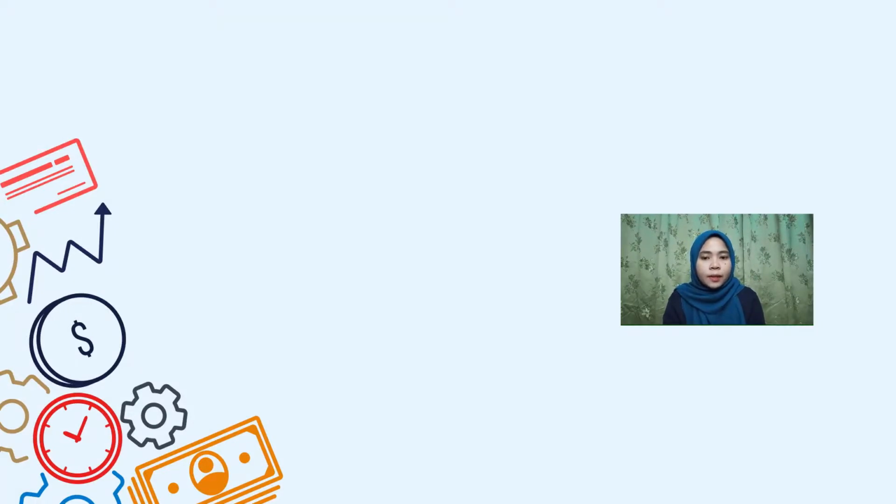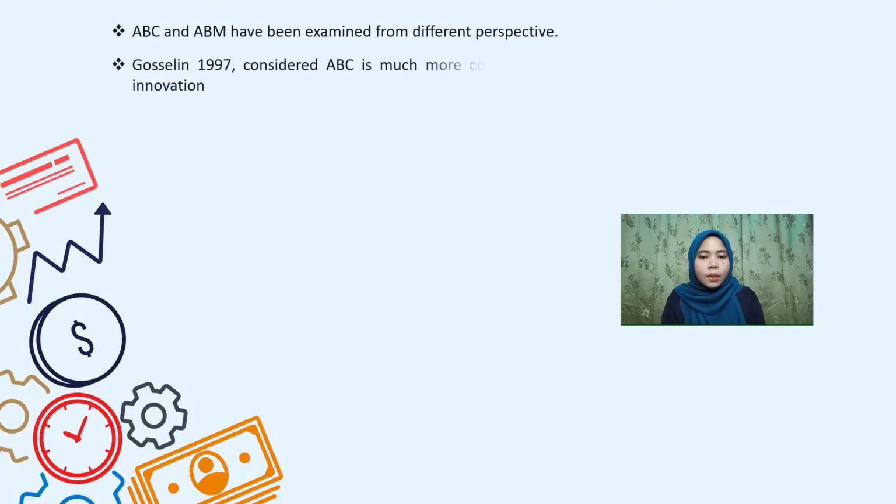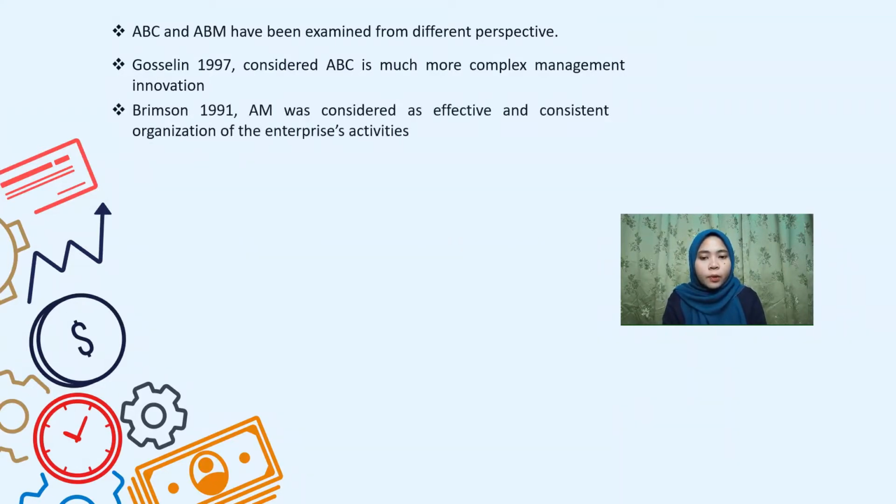So in 1997 and 2004, Gosling and Bart et al. respectively have examined ABC and ABM from a different perspective. Gosling considered ABC as part of a much more complex management innovation that he called activity management, instead of considering ABC as a single innovation. According to Wilson 1991, AM was considered as the effective and consistent organization of the enterprise activities in order to use its resources in the best possible way to achieve its objective.